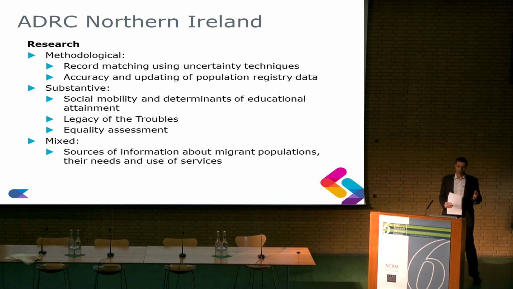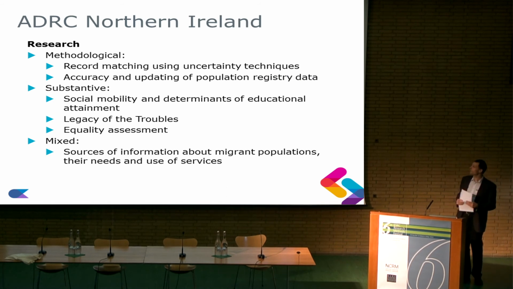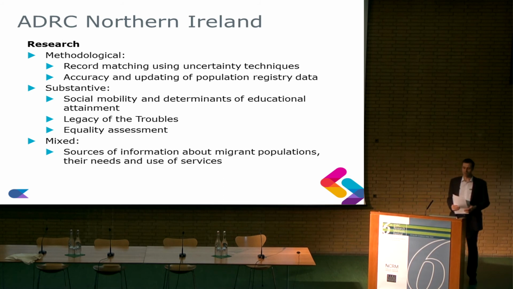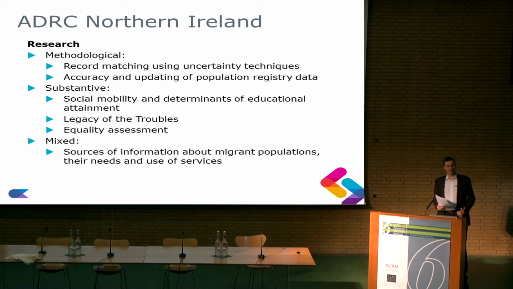Their research, which ties in with the general research, I didn't put a slide for England about the research, because I gave that as the more general research. But they're interested in certain things: record matching using uncertainty techniques, so probabilistic methods, accuracy, and updating population registers. So it relates to my ideas of improving linkage methods and assessing the accuracy.